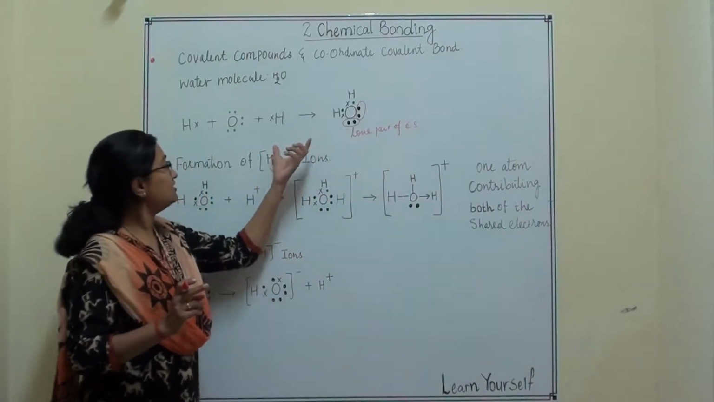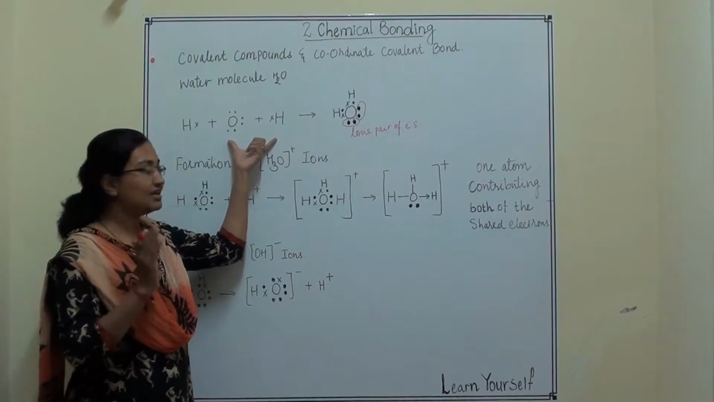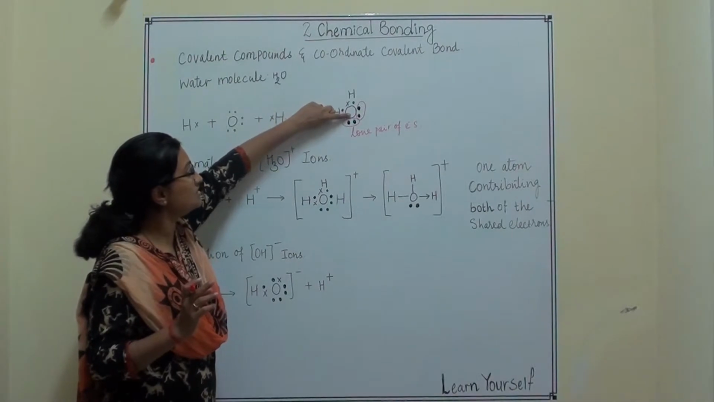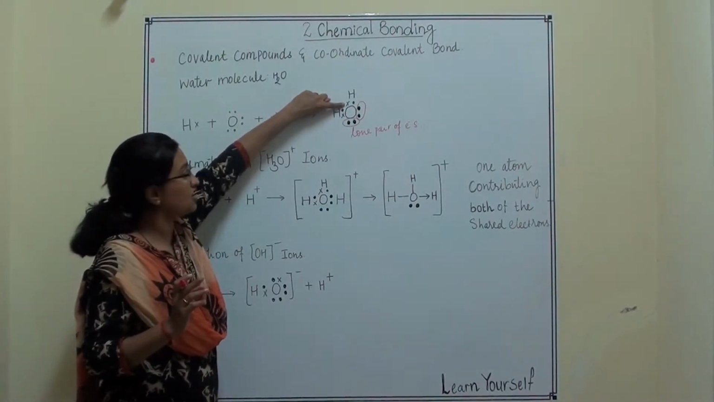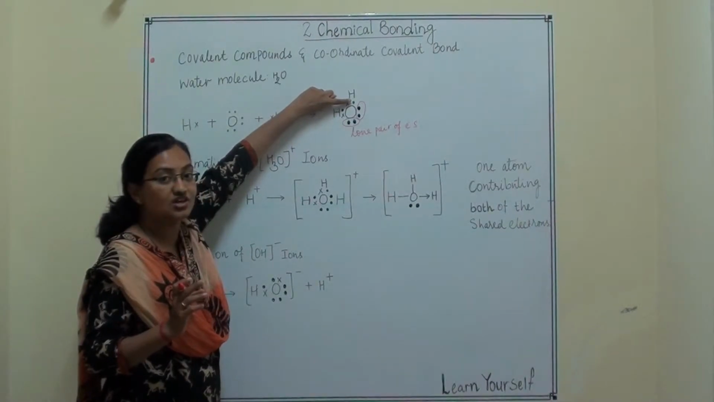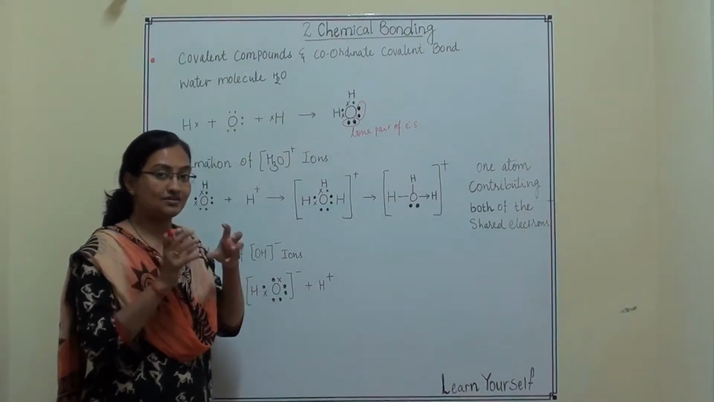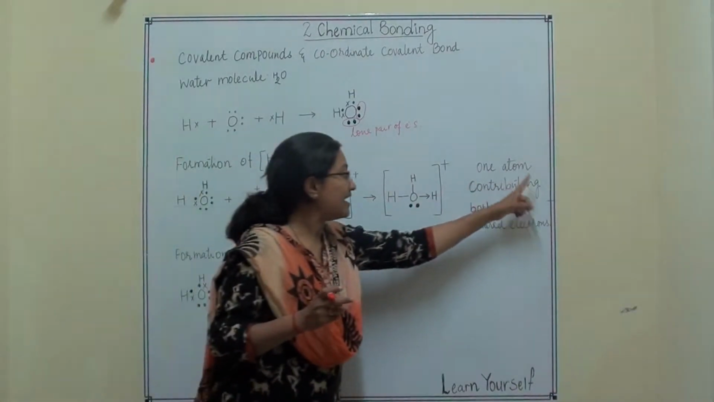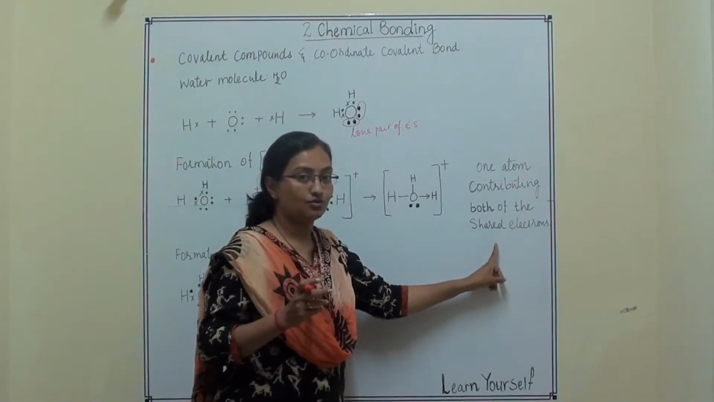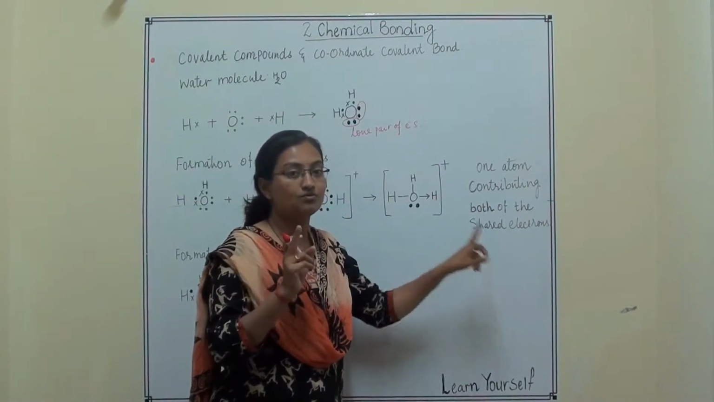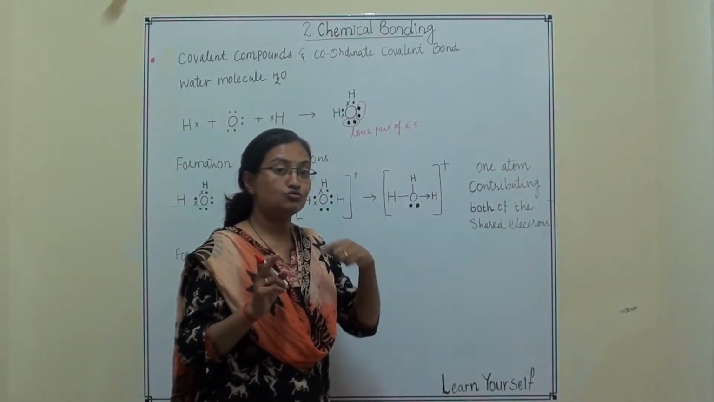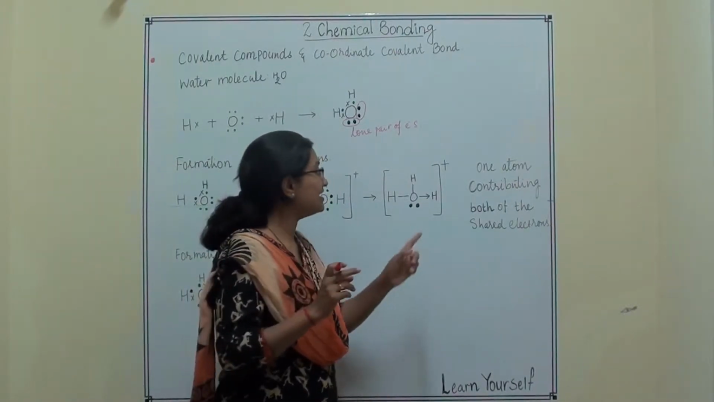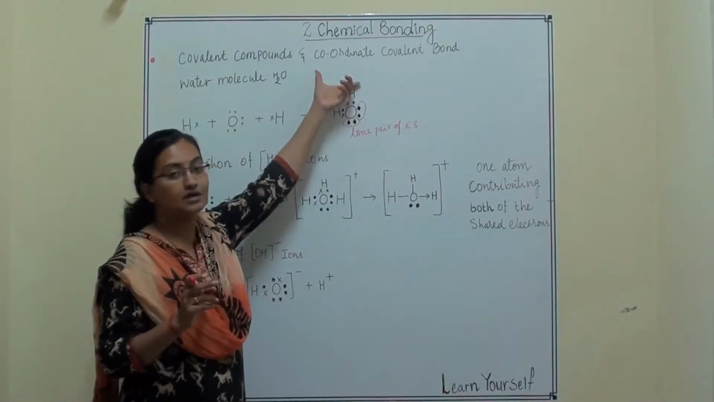How? When any 2 atoms are sharing electrons, they are contributing equally. If you see here, 1 electron is being shared by hydrogen and another electron is being shared by oxygen. So both atoms are sharing electrons equally. But when one atom is contributing both the shared electrons, that means to form 1 bond we need 2 electrons, and both the electrons come from only 1 atom, that kind of bond is known as a coordinate covalent bond.